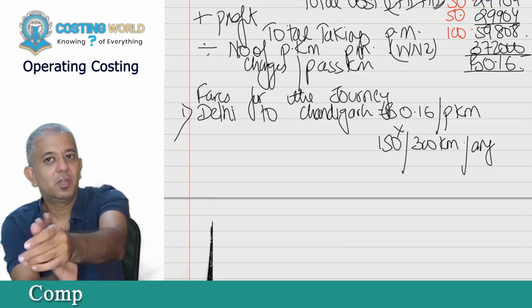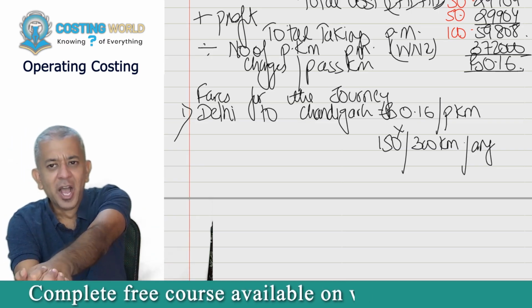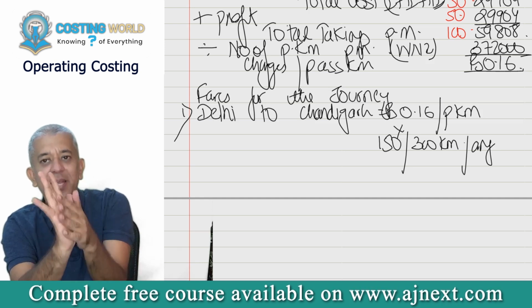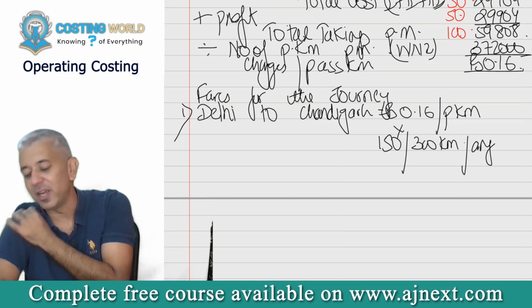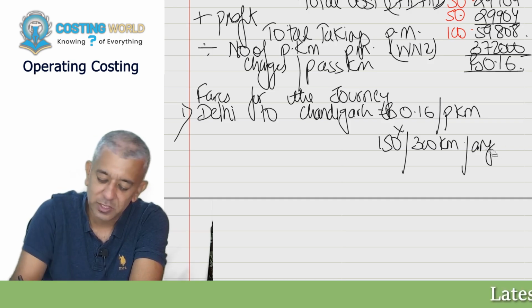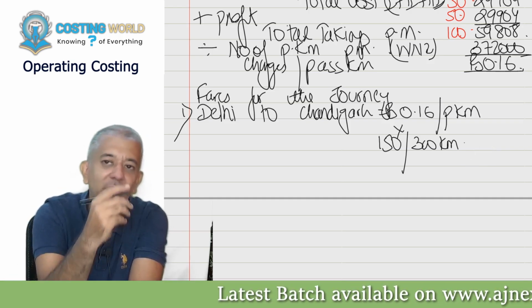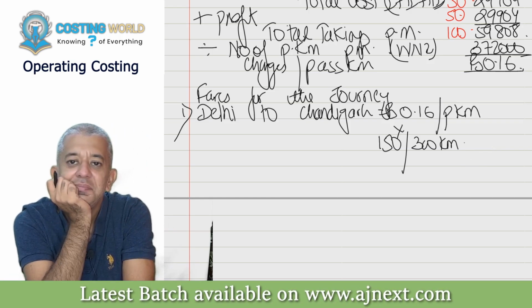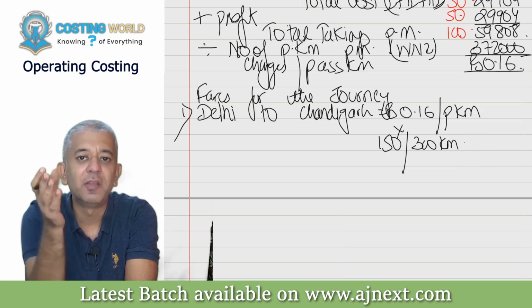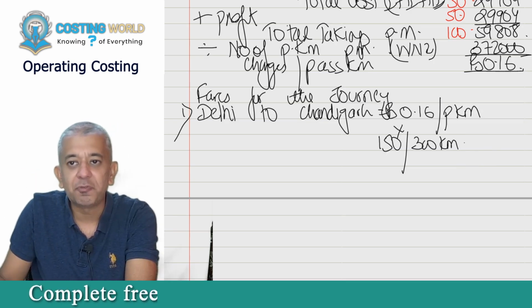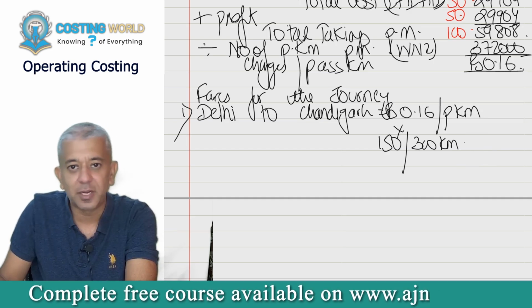150 kilometers. Last time, think and tell me: 150 or 300? That third option in any case is a useless option. 150 or 300? 300. Obviously not 150, beta. You cannot force a return journey on anybody.